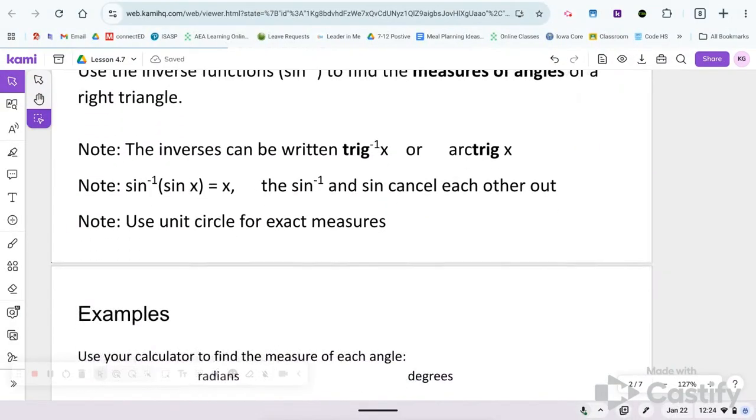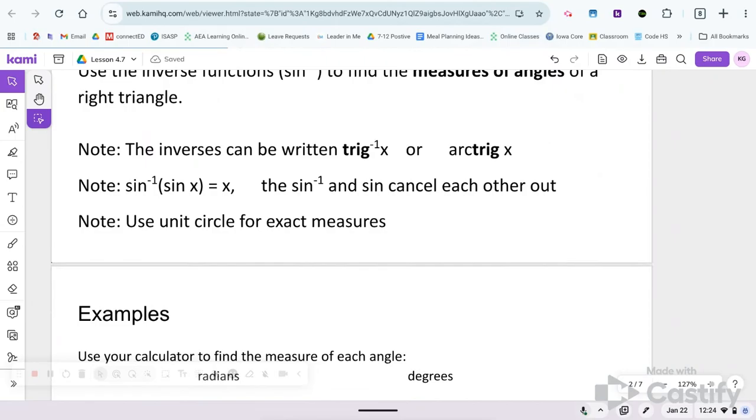A couple notes here. Notice that the inverses can be written as whichever trig function you want to the -1 power and then the x. So you could have cosine to the -1 x or sine to the -1 x. Or you'll notice in this book, they also use arc trig function. So they might have arc sine x or arc cosine x.